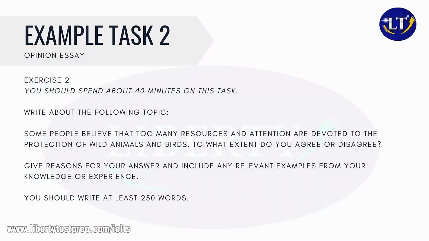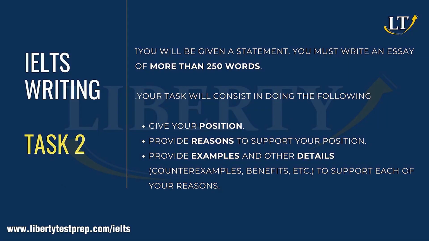Let's read it, right? They say, write about the following topic. Some people believe that too many resources and attention are devoted to the protection of wild animals and birds. To what extent do you agree or disagree? Okay, so this one is an opinion essay, right? They're asking you whether you agree or disagree. So the first thing you need to do here is give your position. Your position needs to be clear from the get-go, from the first paragraph, okay? Especially when we're talking about an opinion essay.